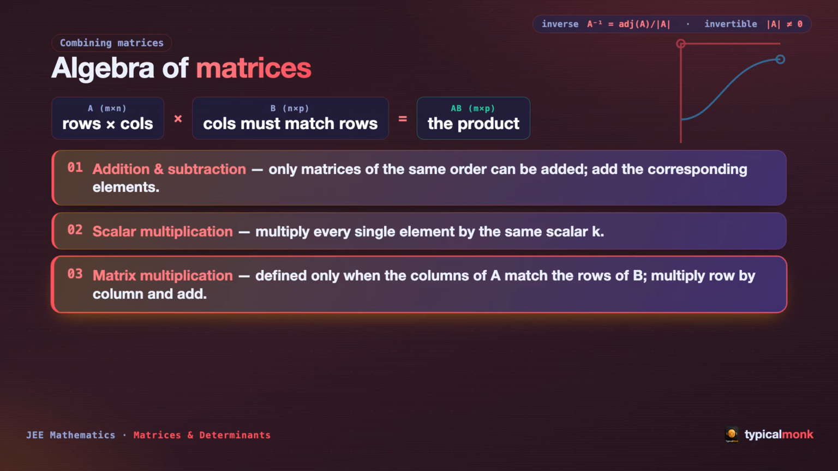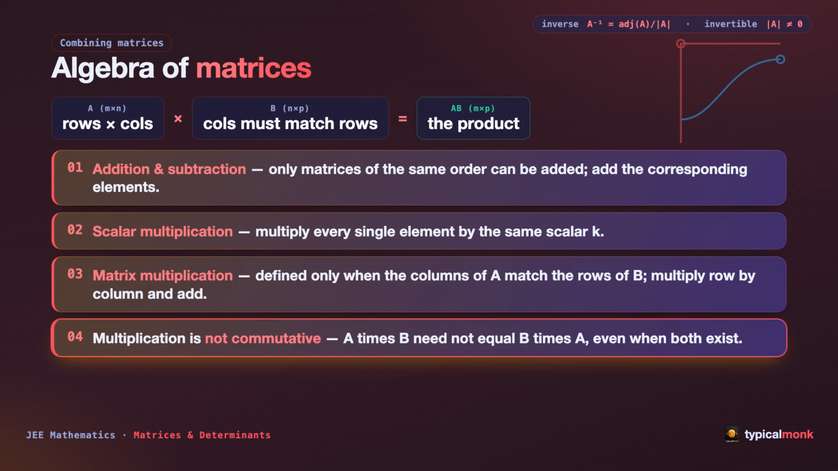Third, matrix multiplication, the one that trips students up. A times B is only defined when the number of columns in A matches the number of rows in B, and each entry of the product comes from multiplying a row by a column and adding the results. And fourth, the warning John needed to hear early: multiplication is not commutative. A times B need not equal B times A, even on the rare occasion when both products happen to exist.